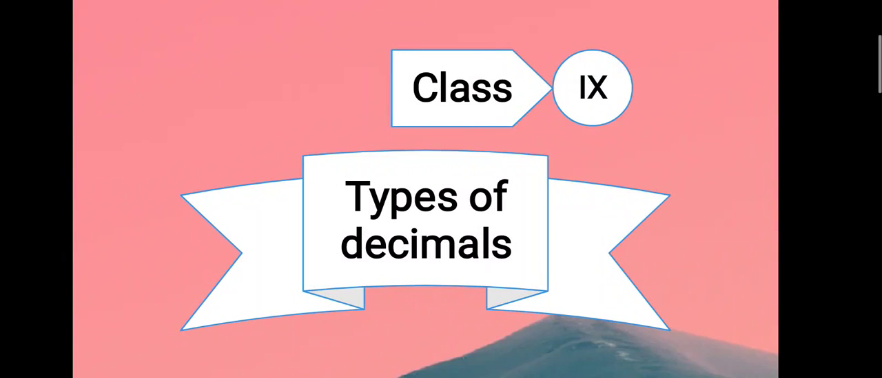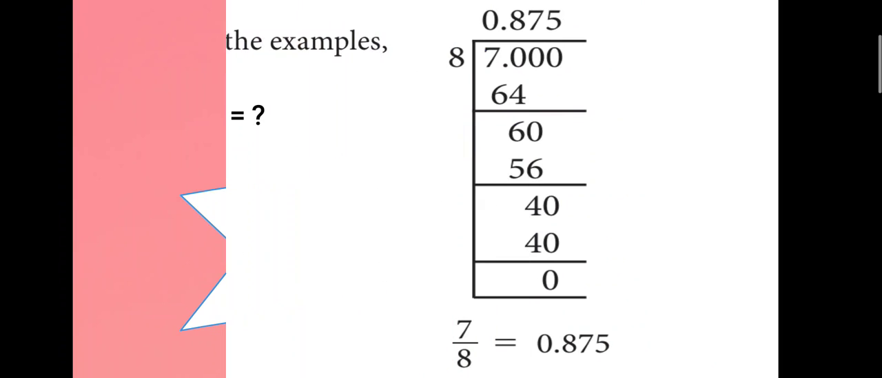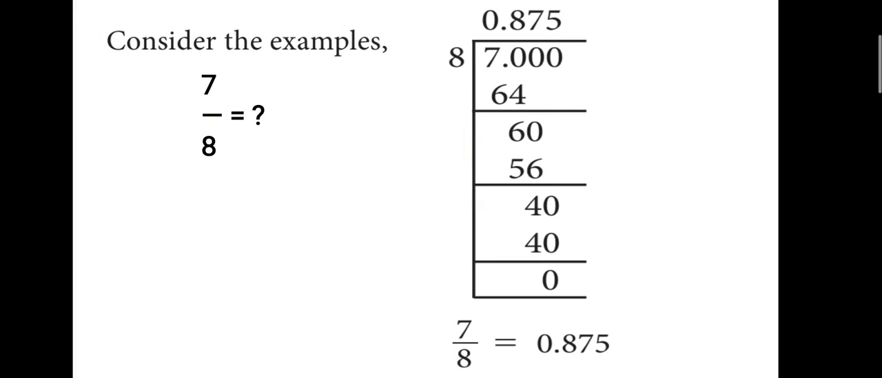Good morning, students. In this module, we will learn the types of decimals. Consider the example 7 by 8. We know how to divide 7 by 8. In the actual division, in 7 there is no 8, so we shall put 0 here and then put the point here. Then we can add a number of zeros after putting the point here.